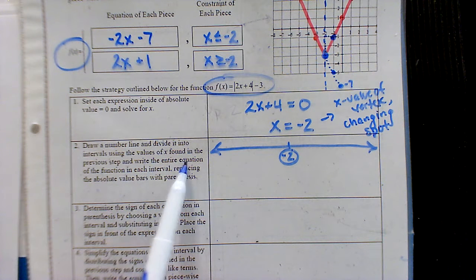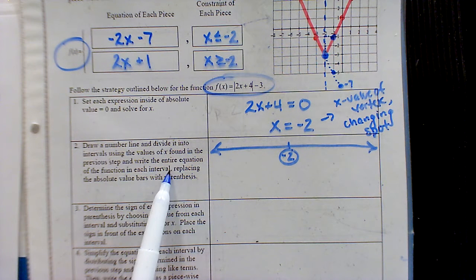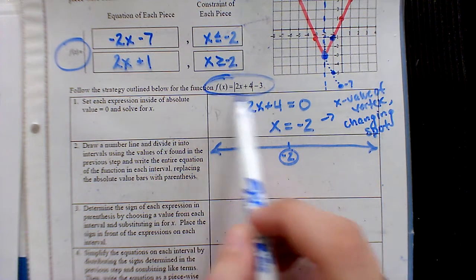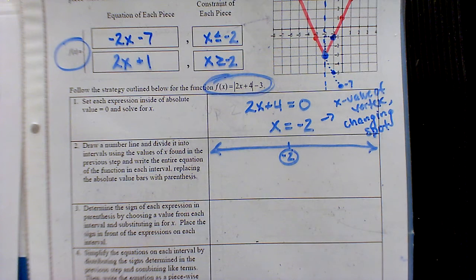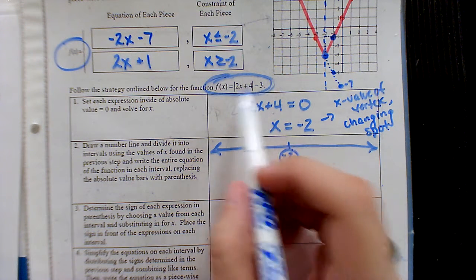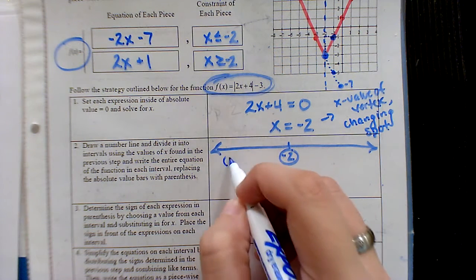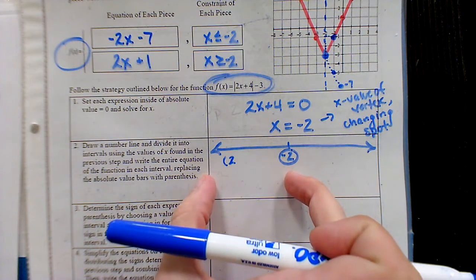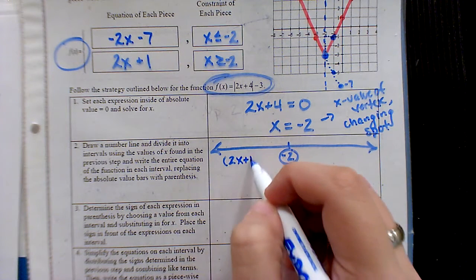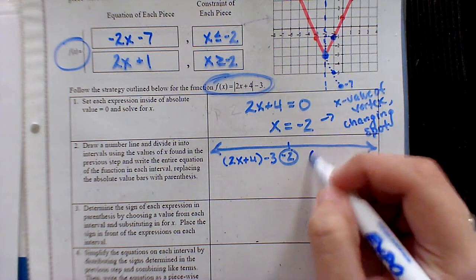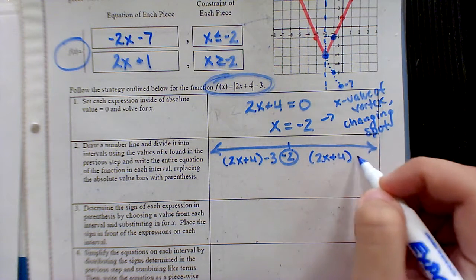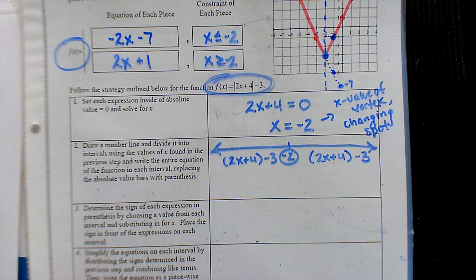It then says to write the entire equation of the function in each interval, replacing the absolute value bars with parentheses. So this original equation up here that we're trying to graph or figure out the piecewise function for, instead of absolute values, we're going to use parentheses. So on this interval, on the left-hand side, we'll write 2x plus 4 in parentheses minus 3. And we're going to do the same thing on the right-hand side. Are we okay so far?